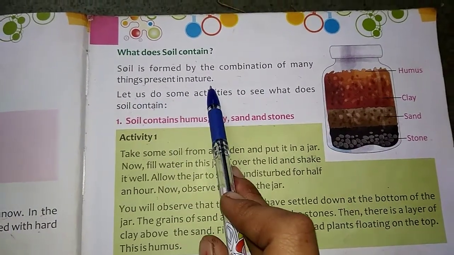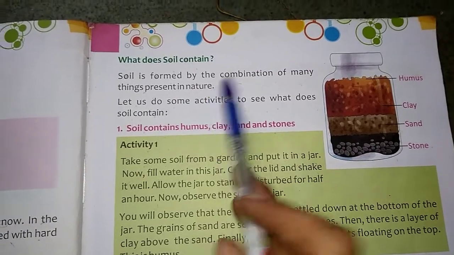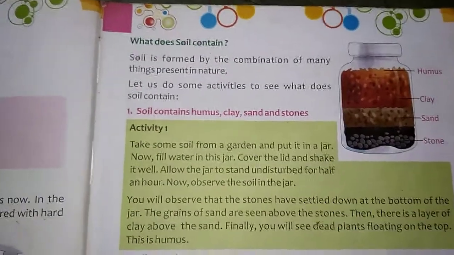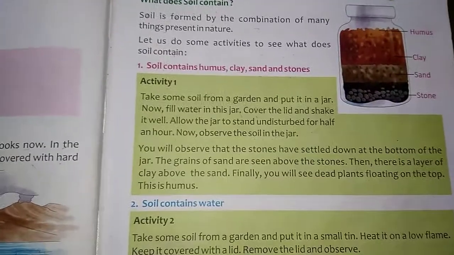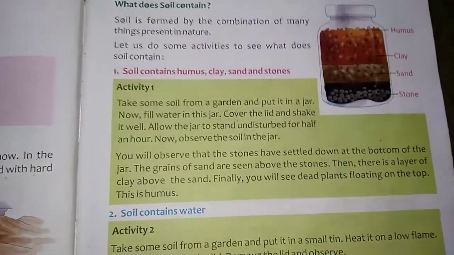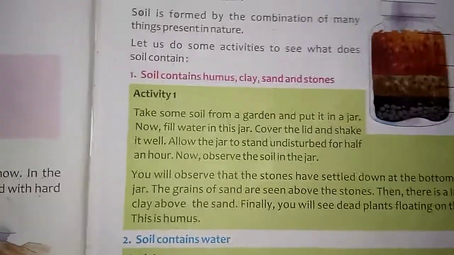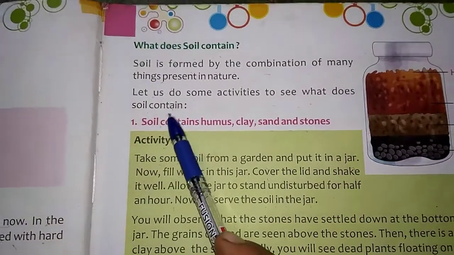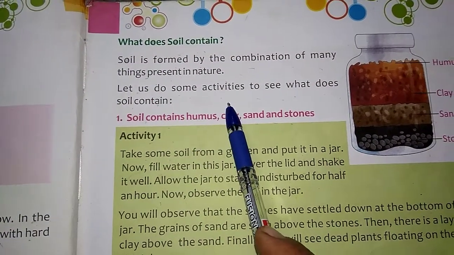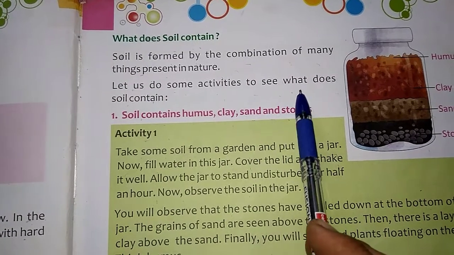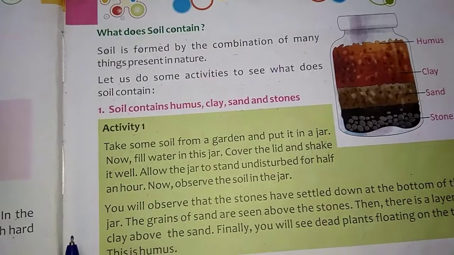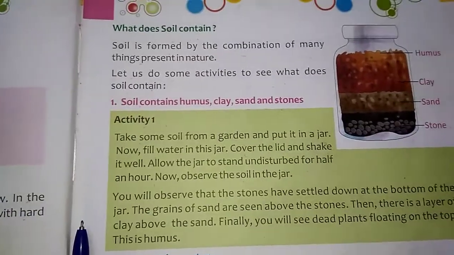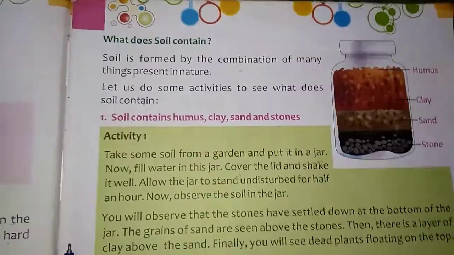present in nature. Now soil is a combination of many things that were present in nature. Soil is a combination of all those things. Let us do some activities to see what soil contains. Now we have to see what soil contains.